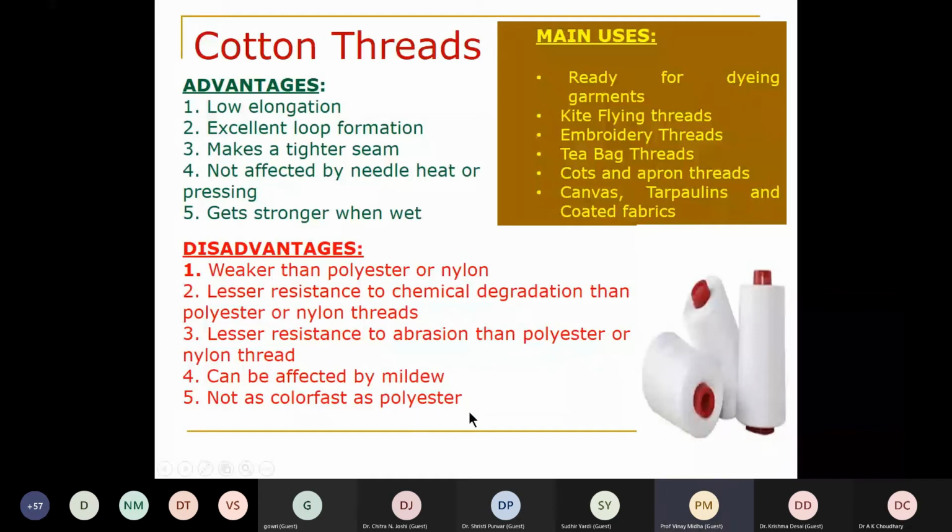Then the main application of the cotton threads is ready-for-dyeing garments. In all ready-for-dyeing garments, we can use the cotton threads, as well as kite flying threads, embroidery threads, tea bag threads, and the coats and apron threads. The sewing threads are also required inside the aprons. So for that, the cotton is more preferred. Because in that case, if polyester is used, the elongation will be higher, and very high elongations are not required in the case of coats and aprons. Then we have the canvas, tarpaulins, and coated fabrics. In those cases also, the cotton threads are preferred.